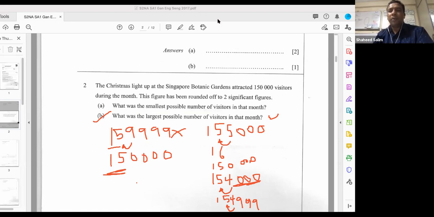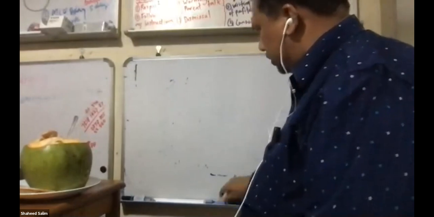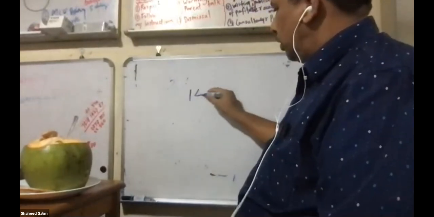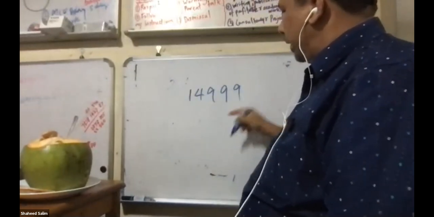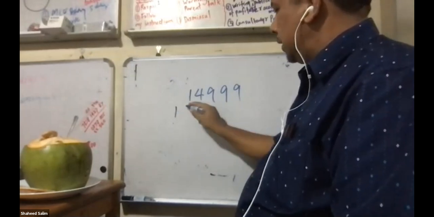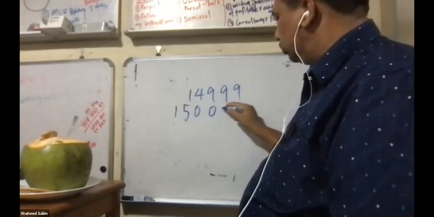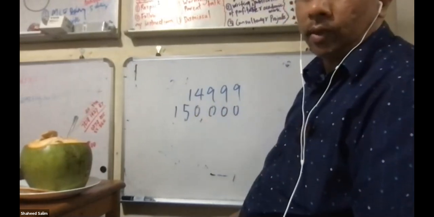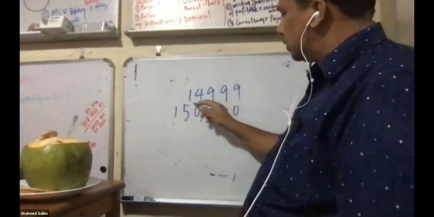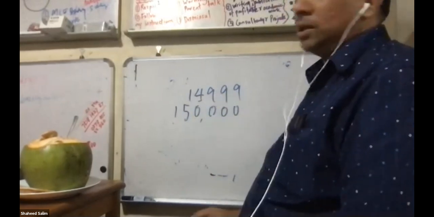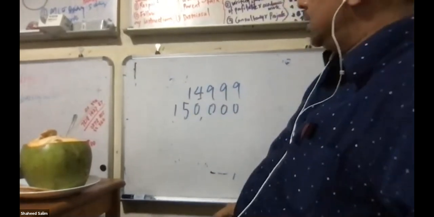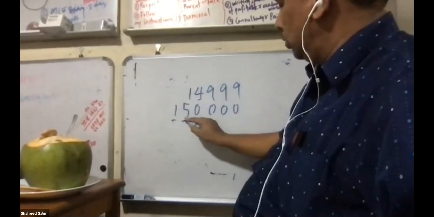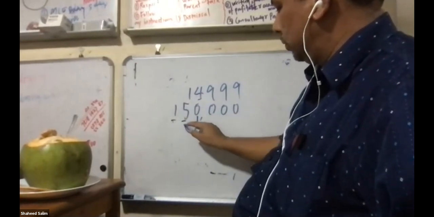Okay, I will now write it on the board. For now, if you put 1499, you know there's a missing digit. That's only 14,000. When you correct to the nearest, it becomes 15,000. So when they say two significant figures, one, two, they are looking at the third one now.